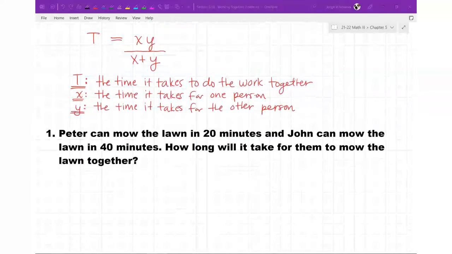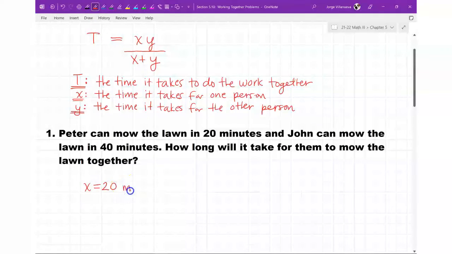All right, so remember, what we need to do in order to do these problems is figure out what X and what Y is, okay? Or maybe what T is. It depends on the problem. So let's start reading. It says, Peter can mow the lawn in 20 minutes. So they just gave us a time for a person, right? So let's just say, okay, X equals 20 minutes. I'm just going to assign it, okay? X is 20 minutes. Then they say, John can mow the lawn in 40 minutes. Well, they just gave me another time for a person. So 40 minutes. I'm going to call it Y.